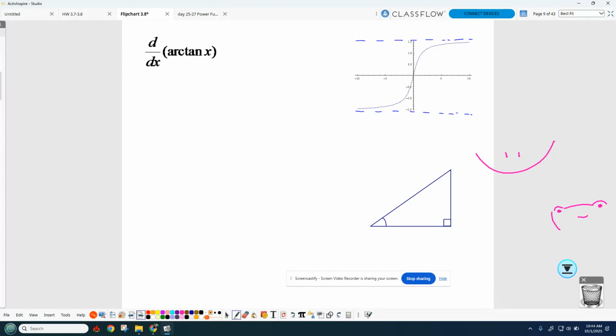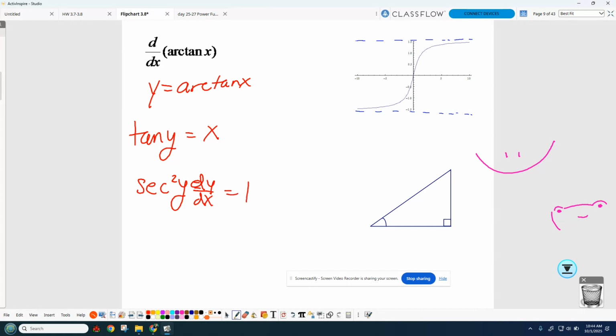Okay. Same process. I don't know how to do the derivative of arctan, so I'm going to do the inverse function. The derivative of tangent is secant squared. The derivative of x is 1, and I forgot implicit. Got to do the derivative of y with respect to x.